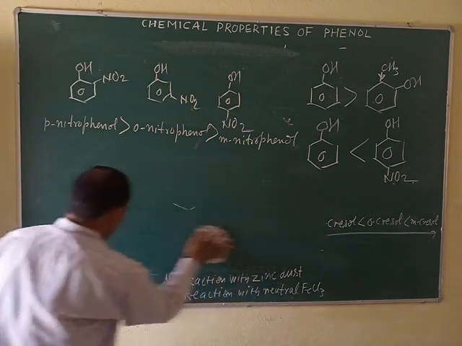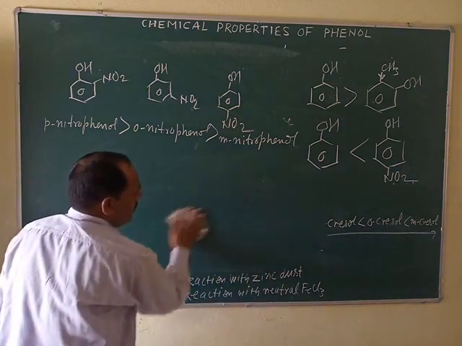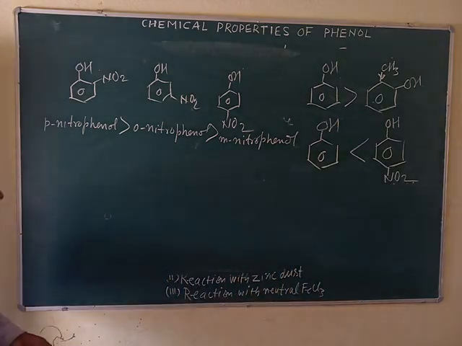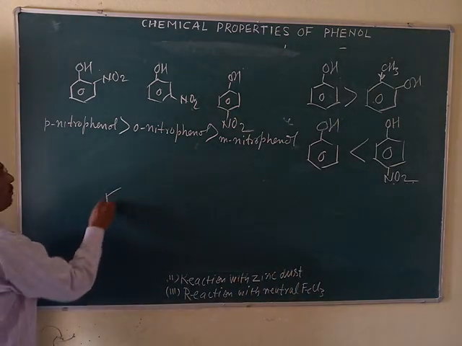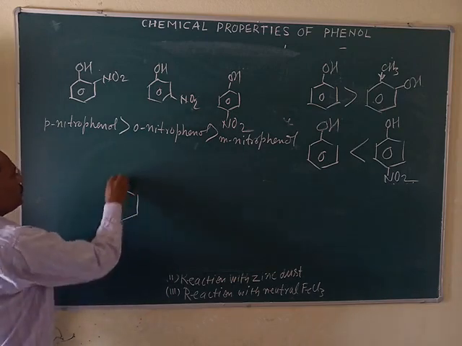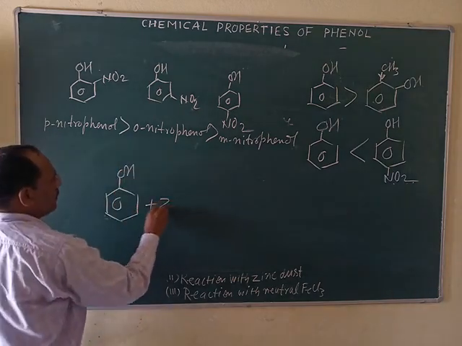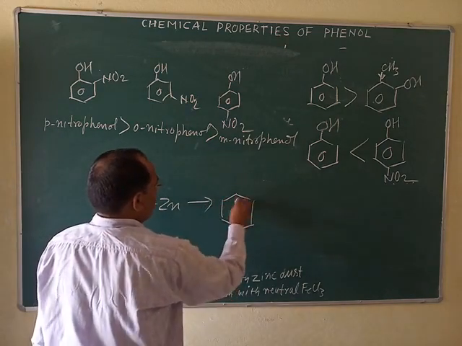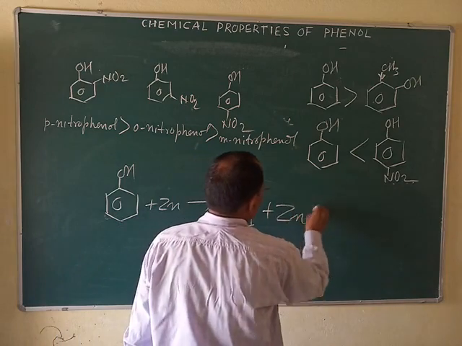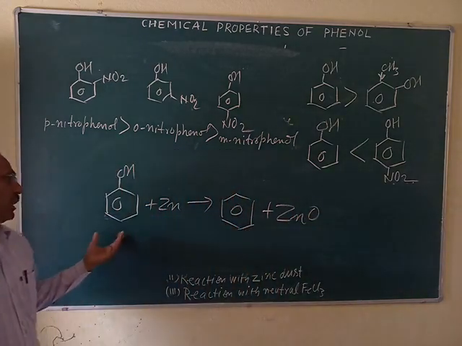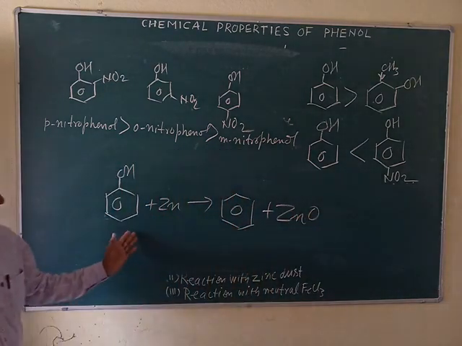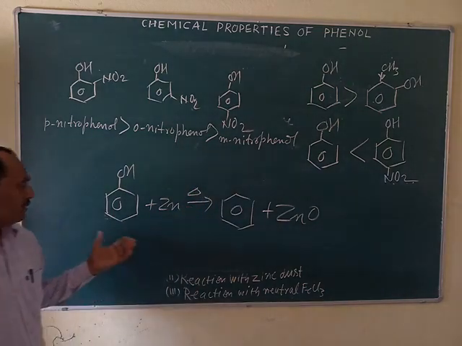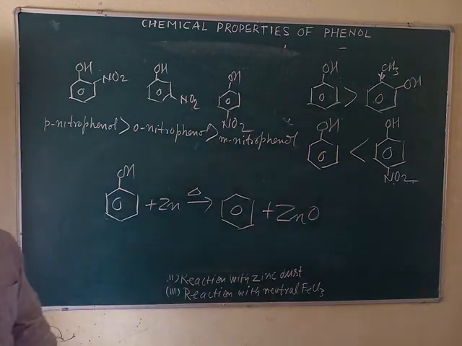Next reaction is a very simple reaction, but it is also a very important reaction. Reaction of phenol with zinc dust. When phenol is heated with zinc dust, it gives benzene plus ZnO. Means conversion of phenol into benzene is very easy. When phenol is heated with zinc dust, it directly gives benzene.